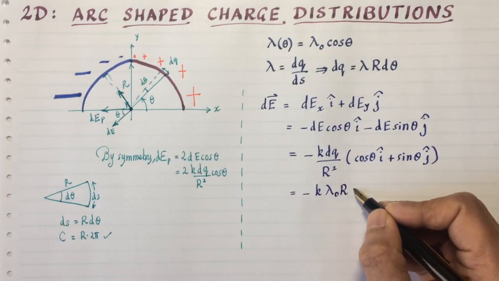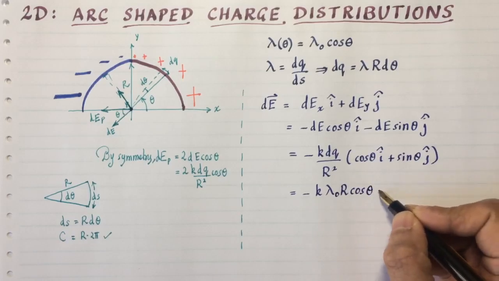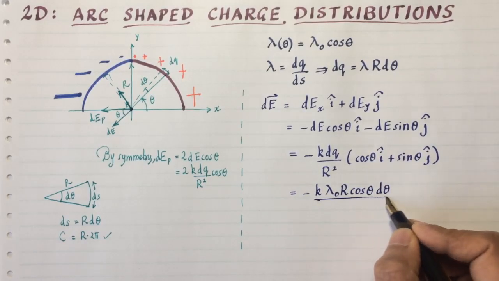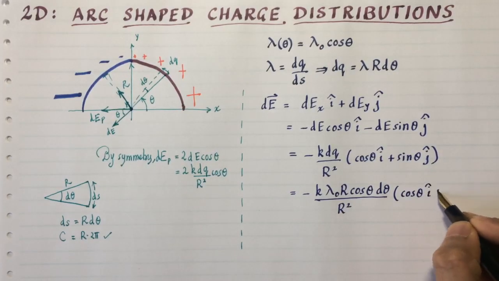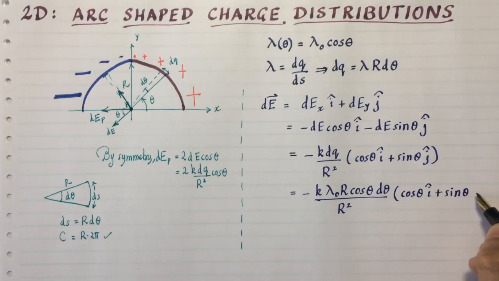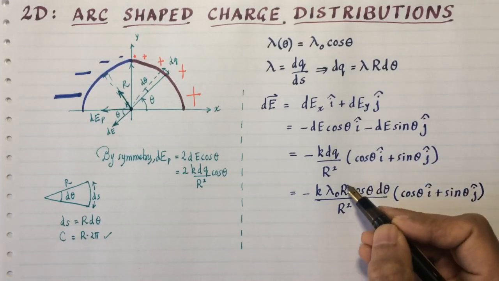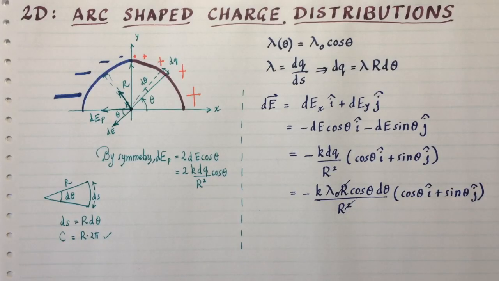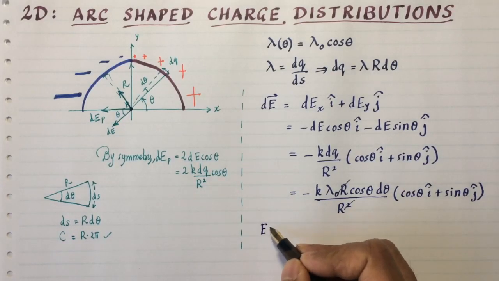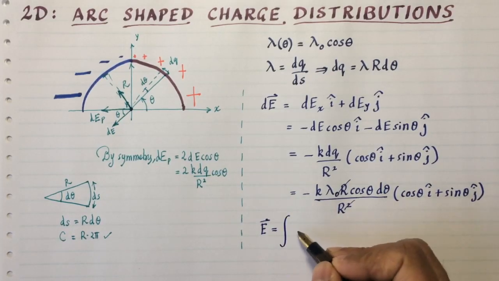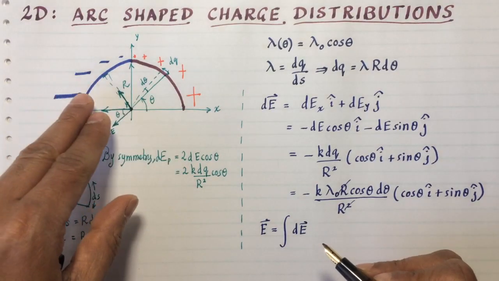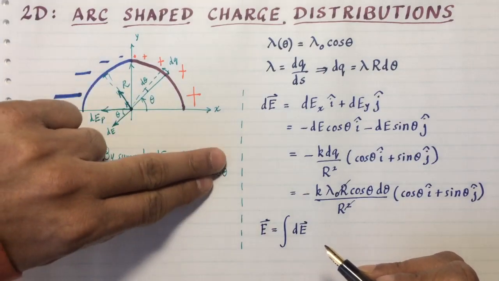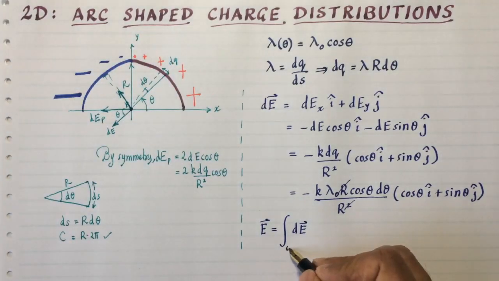Lambda naught r cosine theta d theta divided by r squared times cosine theta i hat plus sine theta j hat. One of the factors of r cancels out. Now there's really nothing I can do at this point except to integrate, so let me do that. E is going to be the integral of dE. Now if I'm not using the symmetry argument, I don't have to worry about the mirror element being used, so I can simply go from 0 to pi all the way.